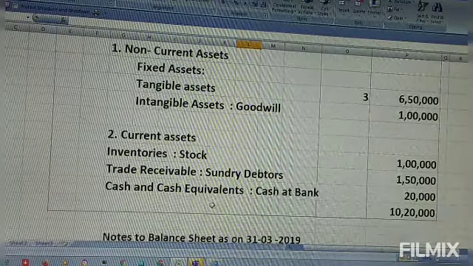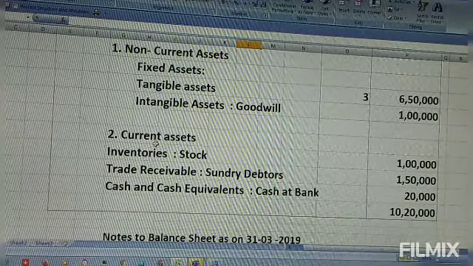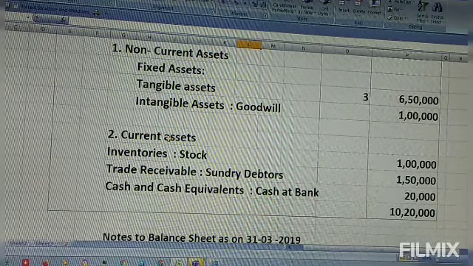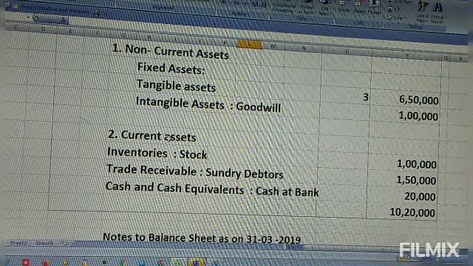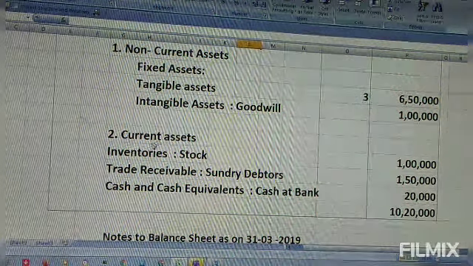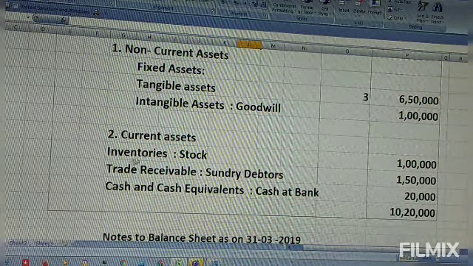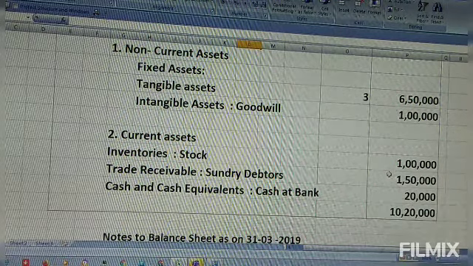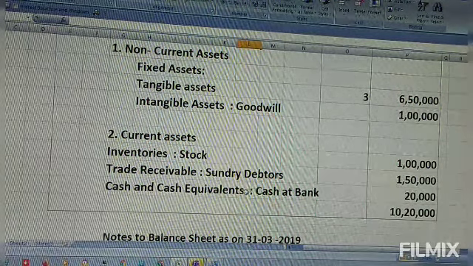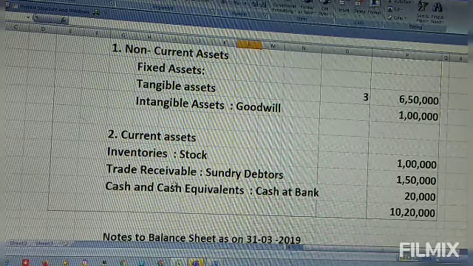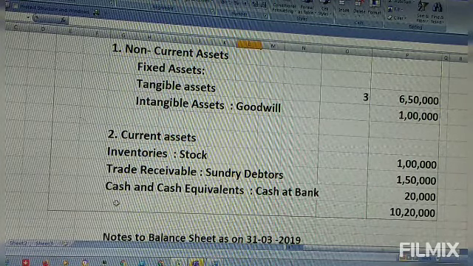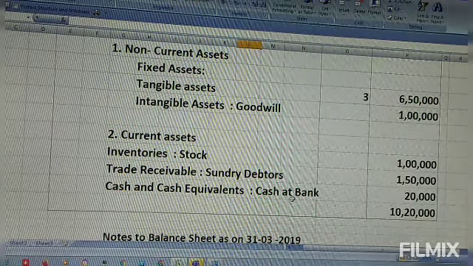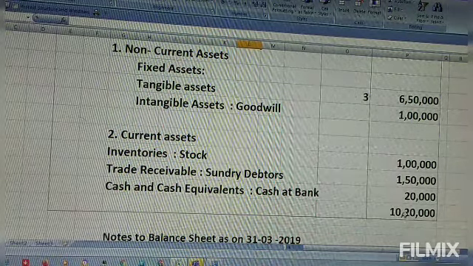Then we'll go for current assets, which can be easily converted into cash within 1 year. In current assets, inventories come first, stock, the value is 1 lakh. And trade receivables like sundry debtors, the value is 1,50,000. Cash and cash equivalents, cash at bank, is 20,000.